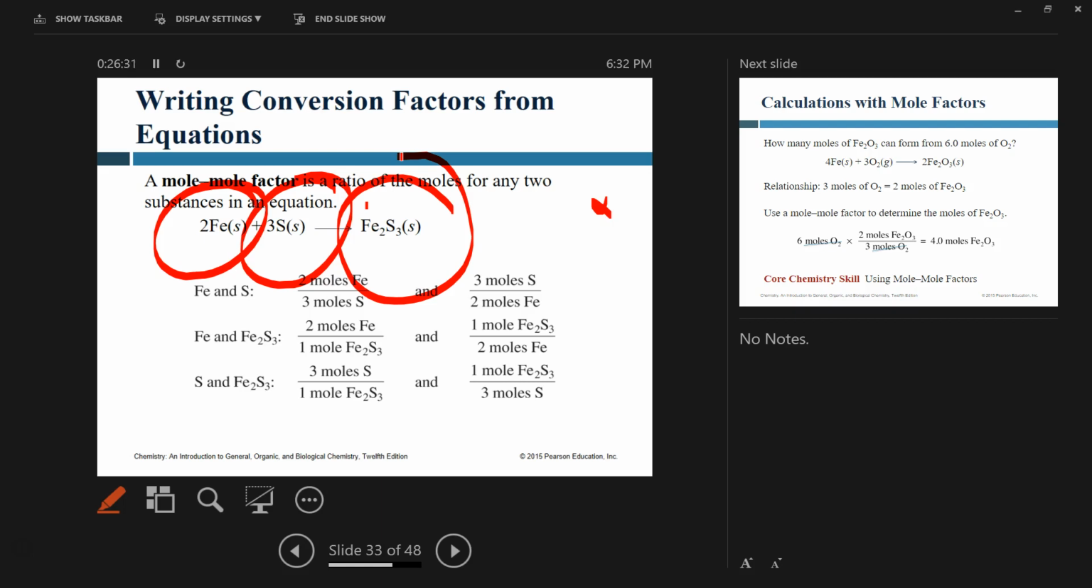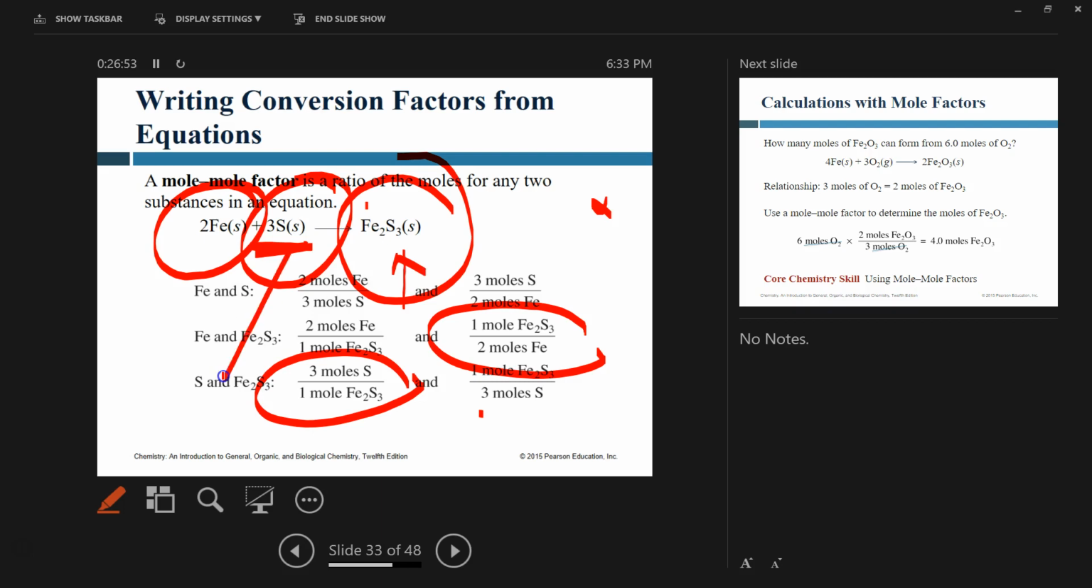Which one are you talking about? This one? The second one and the third one. They're mixing. Because you have 3 moles of sulfur, and you need 3 moles of sulfur to have... But where did iron go? Because that's a conversion factor between these two.